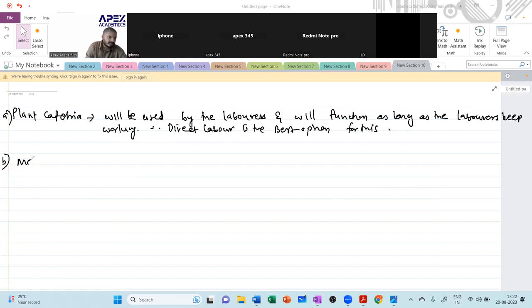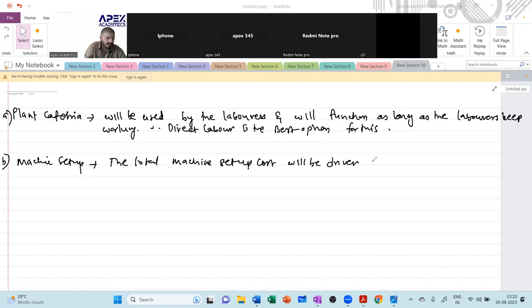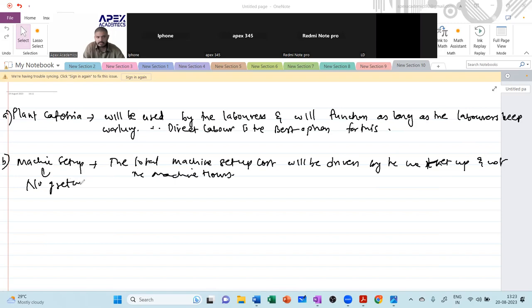Next, machine setup. What is machine setup? The total machine setup cost will be driven by the number of setups and not the machine hours. By what? By the number of setups. Machine setup cost is driven by what? Number of setups. Point number C, material handling.